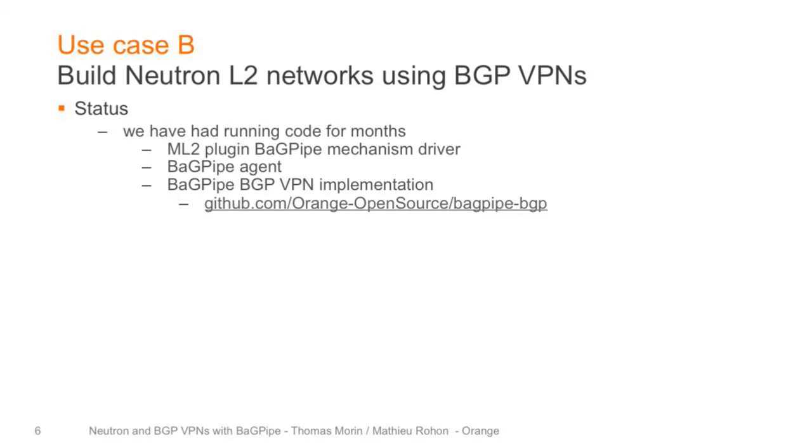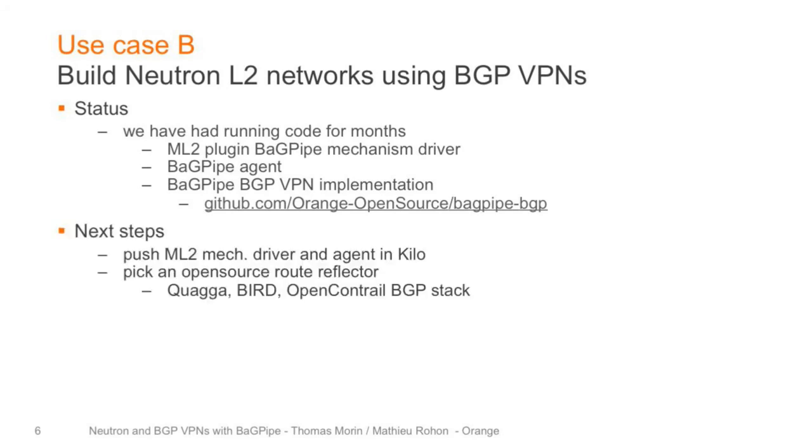So today we have had running code for months. We have an ML2 mechanism driver for this proposal. We have an agent running on compute nodes. And we have the BGP VPN implementation that Mathieu mentioned earlier. So the next step for us is to push this mechanism driver for Kilo, and the corresponding agent.